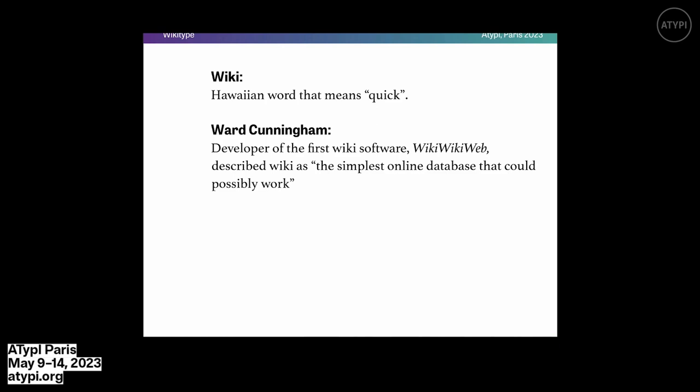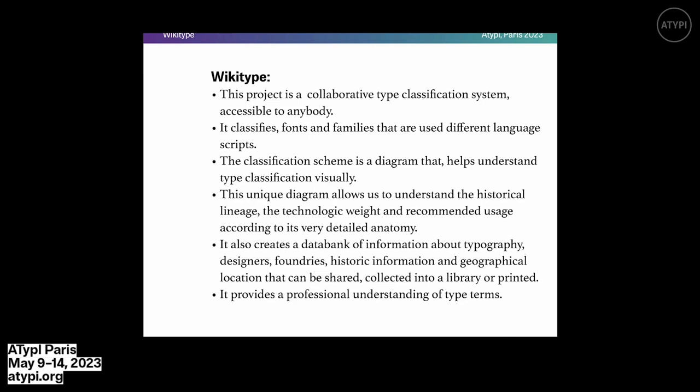What is Wikitype? Wikitype is a project, a collaborative typeface classification system accessible to anybody. It classifies fonts and families that are used in different language scripts. The classification scheme is a diagram that helps understand type classification visually. This diagram allows us to understand the historical lineage, the technology weight, and recommended usage according to its very detailed anatomy. It also creates a data bank of information about typography, designers, foundries, historic information, and geographical location that can be shared, collected into a library, or printed. It provides a professional understanding of type terms.